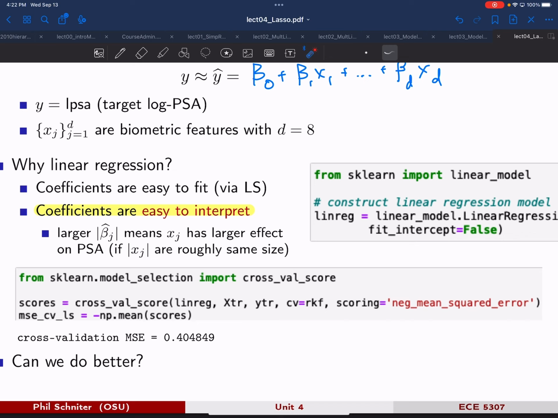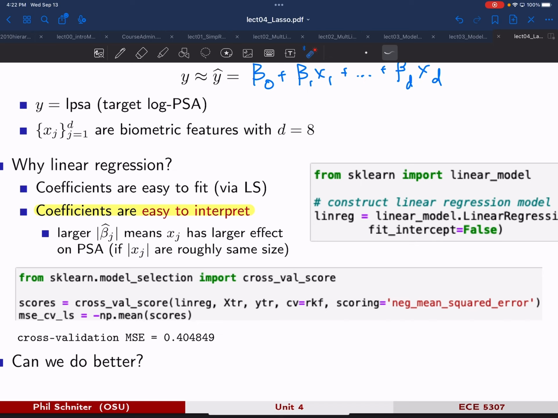So that's what this RKF object is. It's a repeated k-fold object. You can see the details of it in the full demo. Okay. The last thing we need to give this cross-val score is we have to tell it what metric we want to compute when we do k-fold cross-validation, or what score function in particular. And here we're telling it to use negative mean squared error. Okay, so this is the one that essentially we have been using.